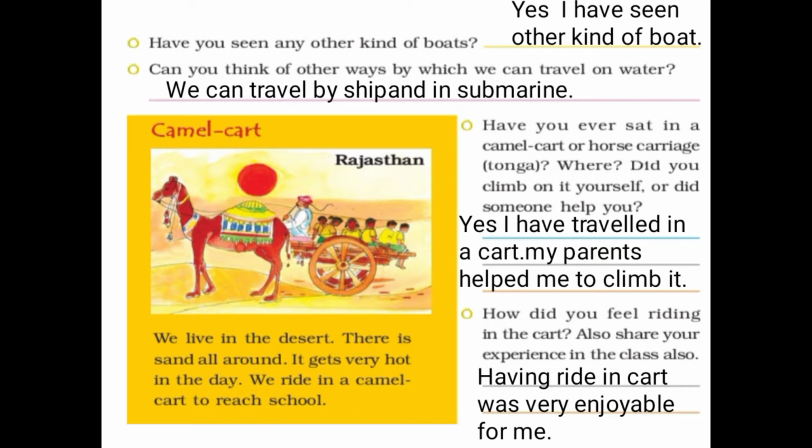Can you think of other ways by which we can travel on water? We can travel on water by ship and also in a submarine. Have you ever sat in a camel cart? You can see Rajasthan in the picture. We live in a desert. There is sand all around. It gets very hot in the day. We ride in a camel cart to reach the school. These children can't walk on the hot sand in the desert, so they ride on the camel cart and reach their school. That is in Rajasthan.